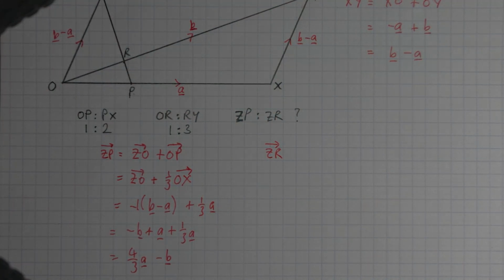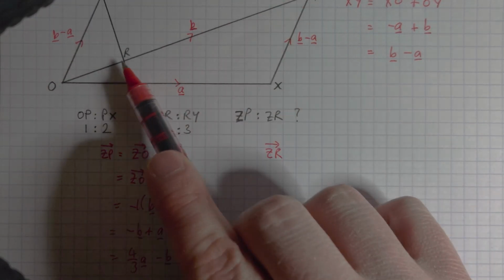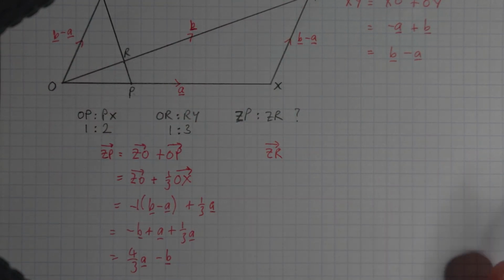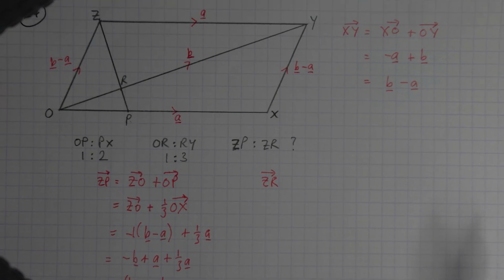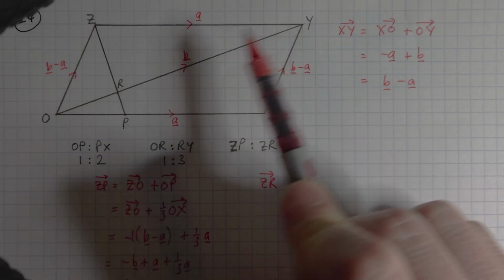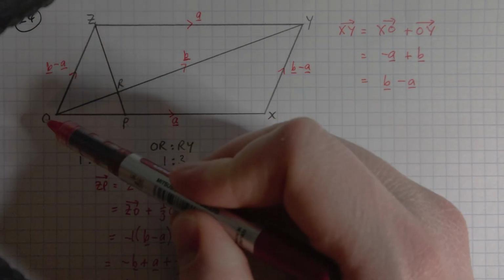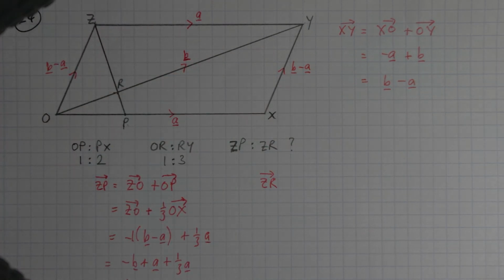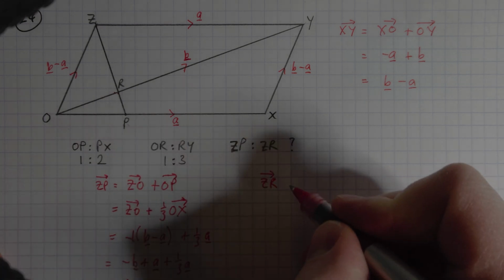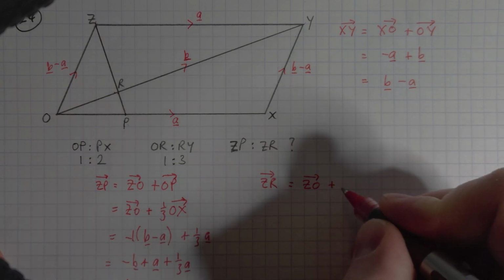You've got some choices. Not sure one's any better than the other. I suppose you could go Z to Y, then Y to R. That's not a particularly complicated route. You could go, so I'll just gesture that again because it was off the page. You could go Z to Y, then Y to R. I think what I prefer to do is probably go Z to O, O to R. The reason for that is although I've got a more complicated vector here, I've got a simpler fraction in a minute to deal with. Okay, ZR, I will go Z to O, and then O to R.